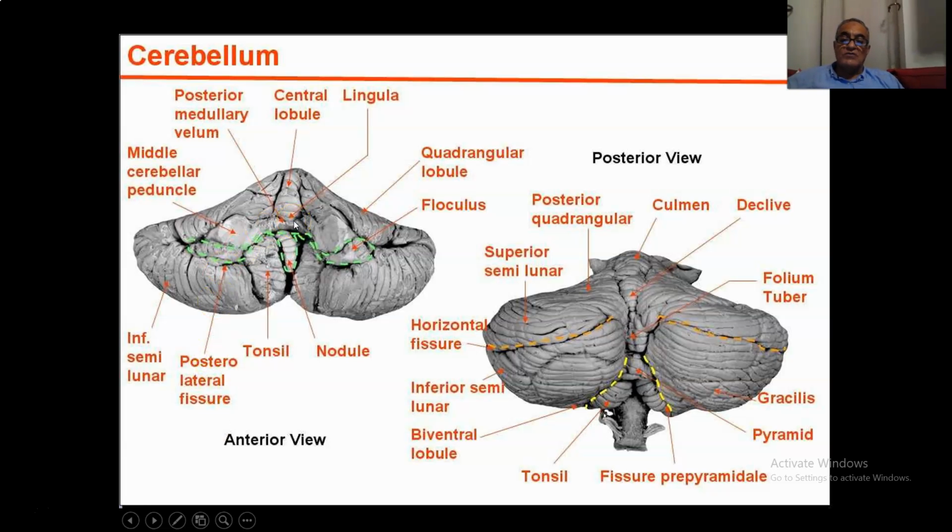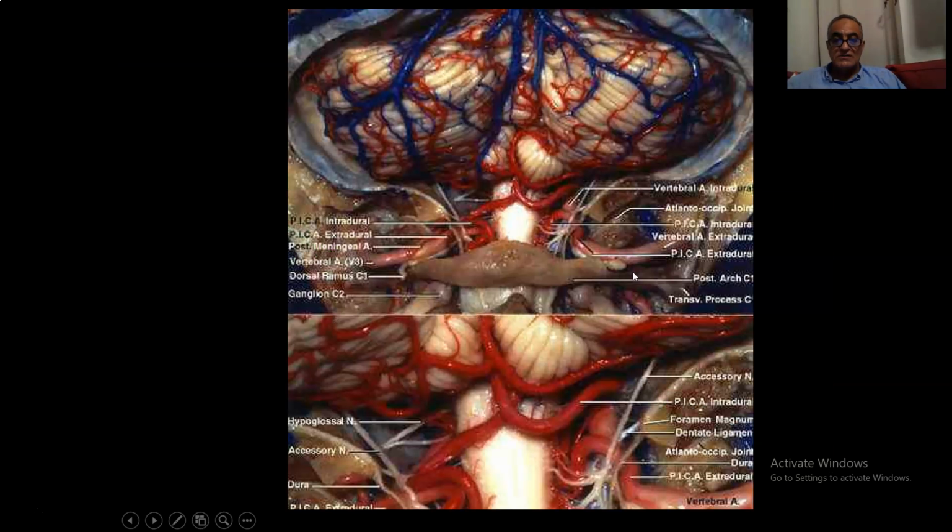This is a gross anatomy of the cerebellum. This is an anterior view after removing the brainstem. The middle cerebellar peduncle. You see the vermis, you see the lateral cerebellar hemispheres, and you see some fissures dividing the cerebellar hemisphere into lobules and the vermis into different parts. And this is the posterior view showing the fissures, the transverse fissure, horizontal fissure, and many other fissures, as you'll see, and different parts of the clivus.